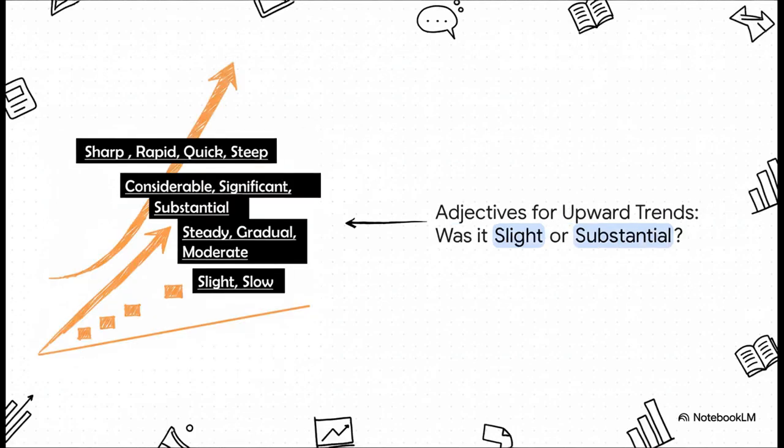Now, let's look at the adjectives. These are the words you're going to pair with a noun like growth or rise. Was it a slight increase or was it a substantial one? Was that growth steady and gradual or was it sharp and rapid?